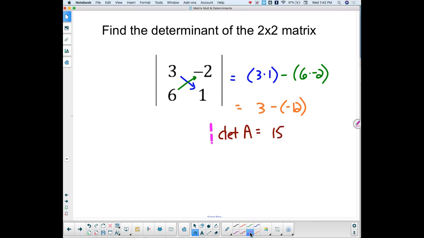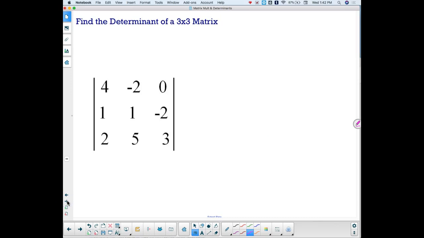I get 15 for the value of that determinant. Yes? Okay. Now, let's kick it up a notch.